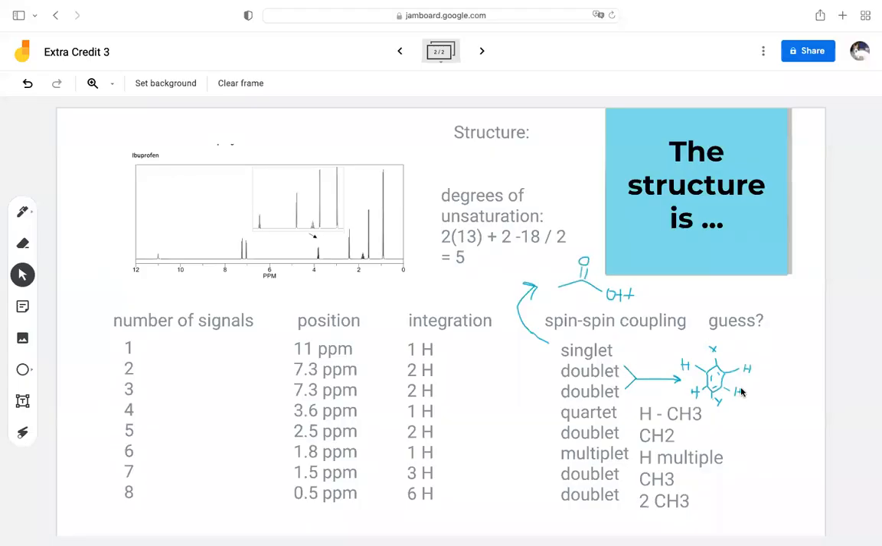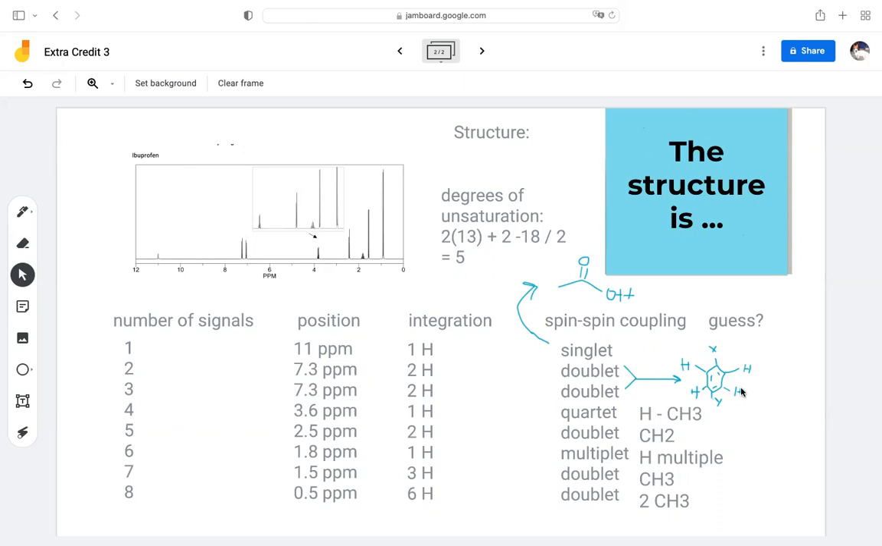So I also wanted to briefly talk about the relevance of degrees of unsaturation in the proton NMR. Again, it would be better if we could use all of the different types of ways to analyze structures, but I think it's really important to include degrees of unsaturation. So the formula is 2C plus 2 plus N minus H divided by 2. I calculated it here from the structure of ibuprofen, which I looked up. So that's 2 times 13 plus 2 minus 18 divided by 2, which is 5.